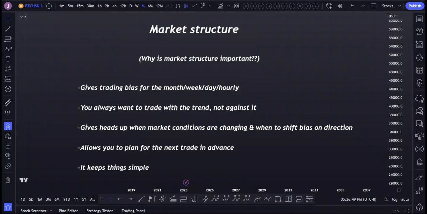Okay, so market structure, the last point here, it just keeps things simple. Whenever you're in doubt, stay out. But when you can identify the market structure, it should make things 10 times easier for you in terms of the direction that you need to be trading, and just follow that one simple rule. What is the market structure? And go to your charts after this lesson and practice identifying market structure and changes in market structure, and just notice how price responds when market structure changes.